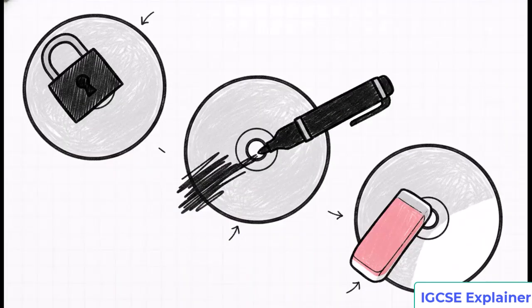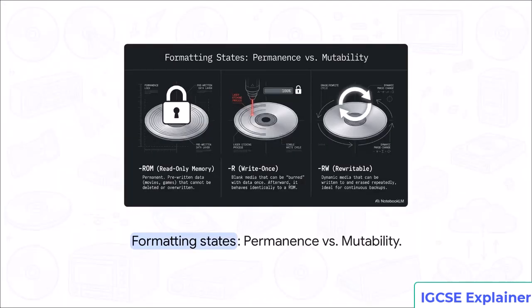But you might be wondering, how does that terrain even get there in the first place? Well, it all depends on the formatting state of the media, and we basically have three main levels of permanence. You've got ROM, which stands for read-only memory. You have -R, which means write once. And finally, you have -RW, which stands for rewritable. The CD-ROM discs, like those movies you buy at the store, are permanently pressed at a factory. They're completely locked down. You can't overwrite them.